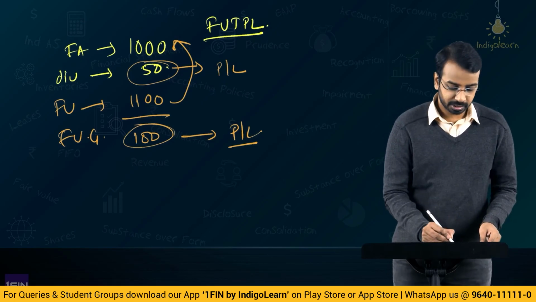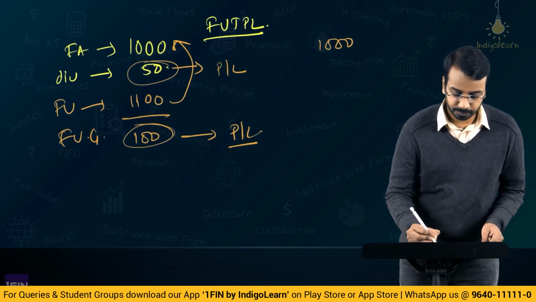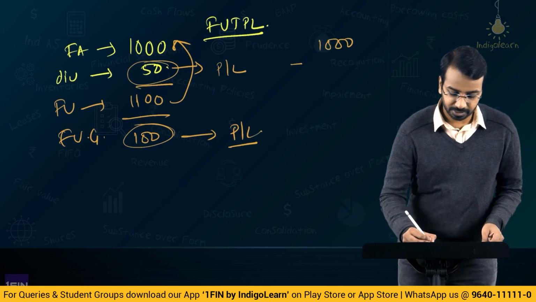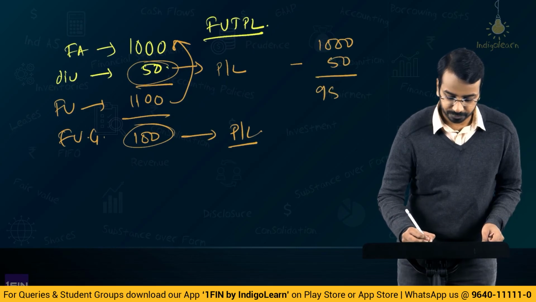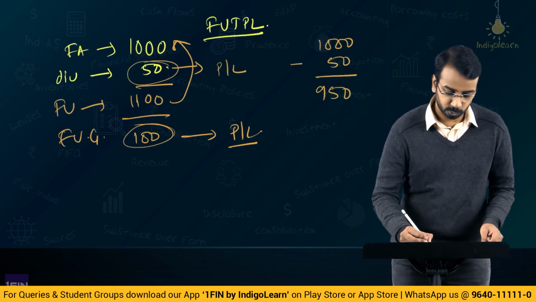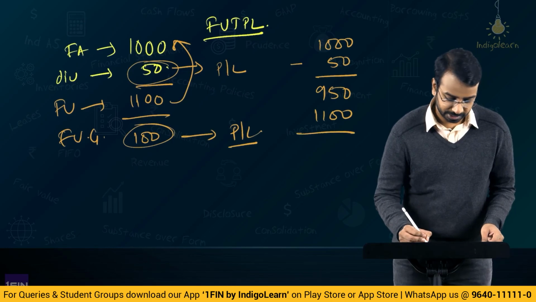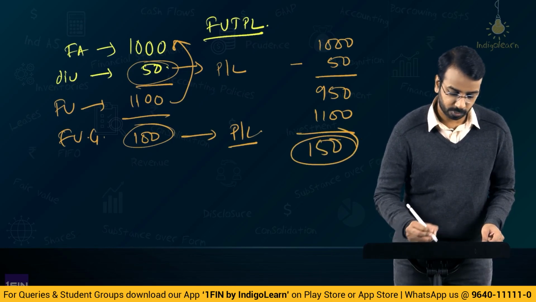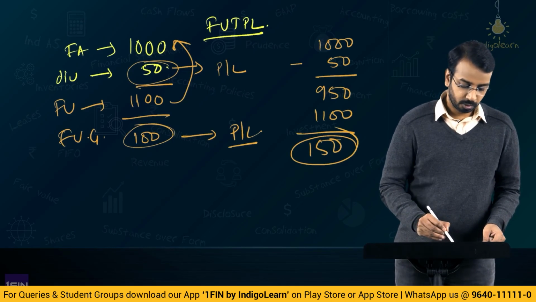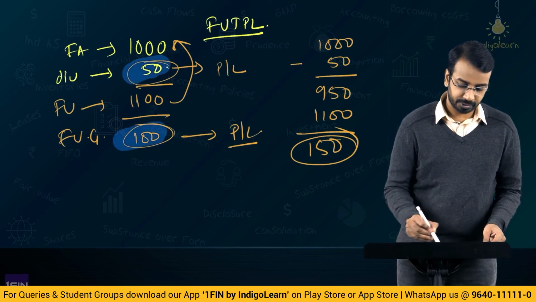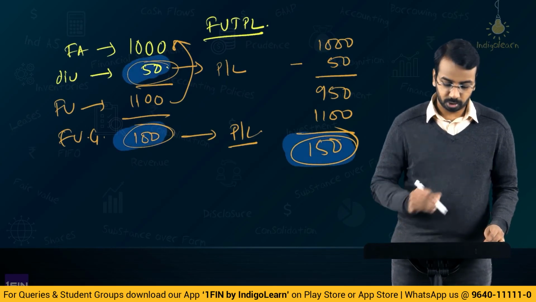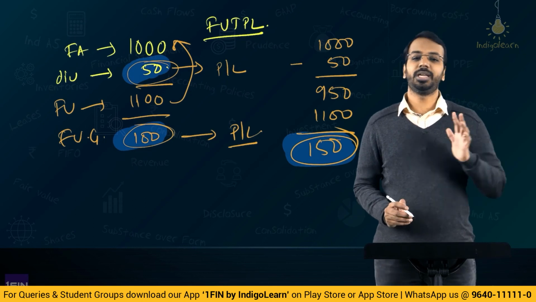The other way to do this is, the financial asset is at 1000 minus dividend that you have received, you reduce it. So, now you are left with 950. What is the fair value? 1100. 1100 minus 950, 150. This amount goes to P&L. So, whether you follow this method or this method where you take only 150, the net impact on the P&L will be the same.